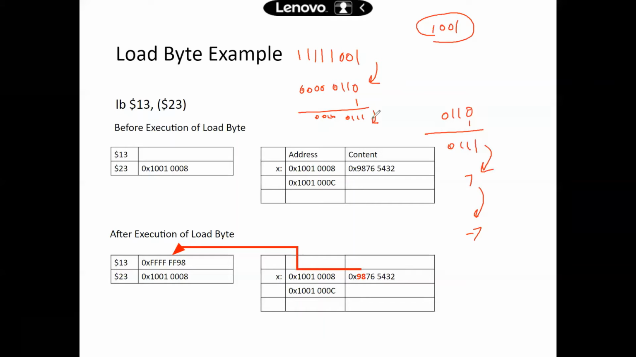And then it's the same thing. What is this one? This is 7, negative 7. So these two are equal in 2's complement, basically.